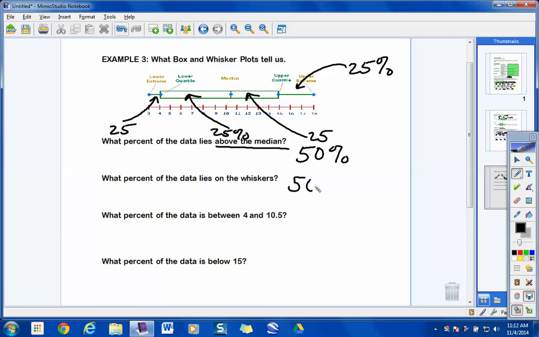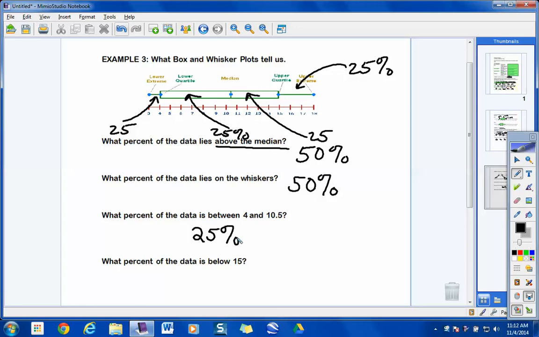Listen to the question based on the sample that's up here. What percent of the data is between the value 4 and 10 and a half? Let's see, 4 is here, 10 and a half is here. Correspond to those dots. So what percent of the data is between those two? 25%.